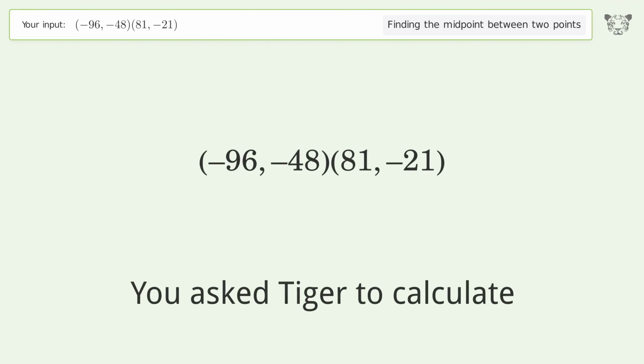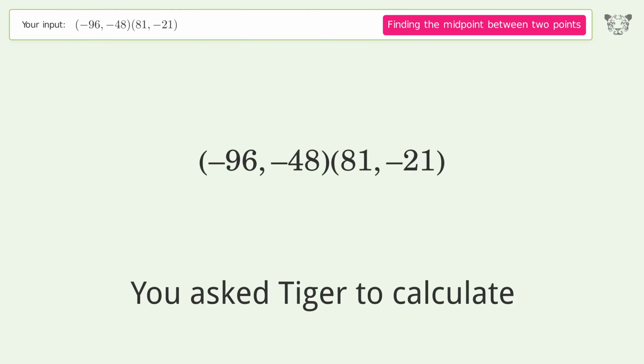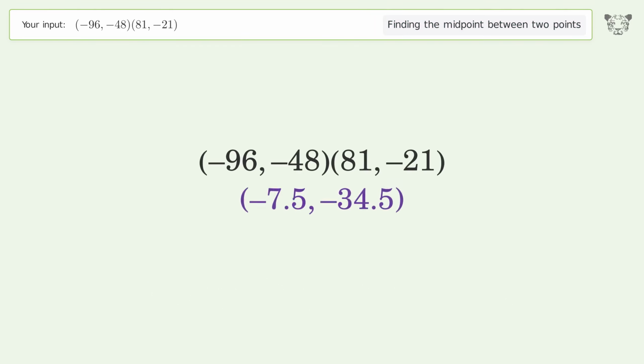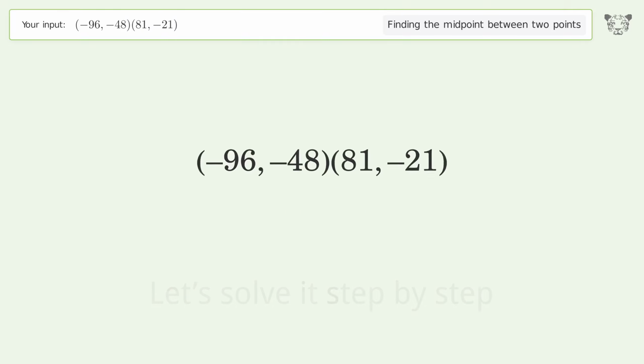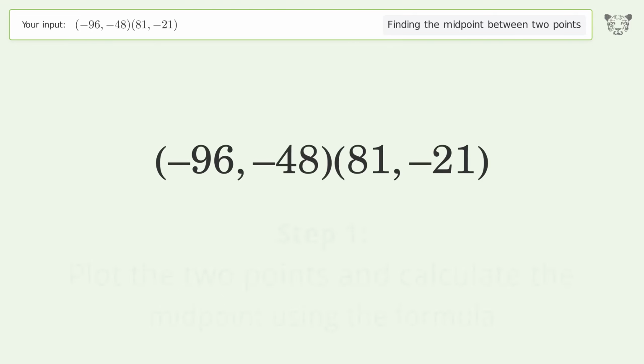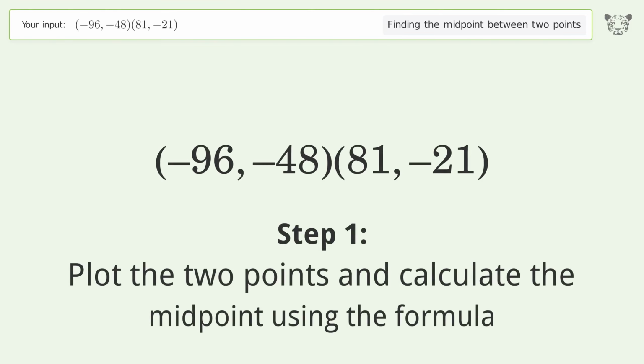You ask Tiger to calculate. This deals with finding the midpoint between 2 points. The midpoint between the 2 points is -7.5, -34.5. Let's solve it step by step. Plot the 2 points and calculate the midpoint using the formula.